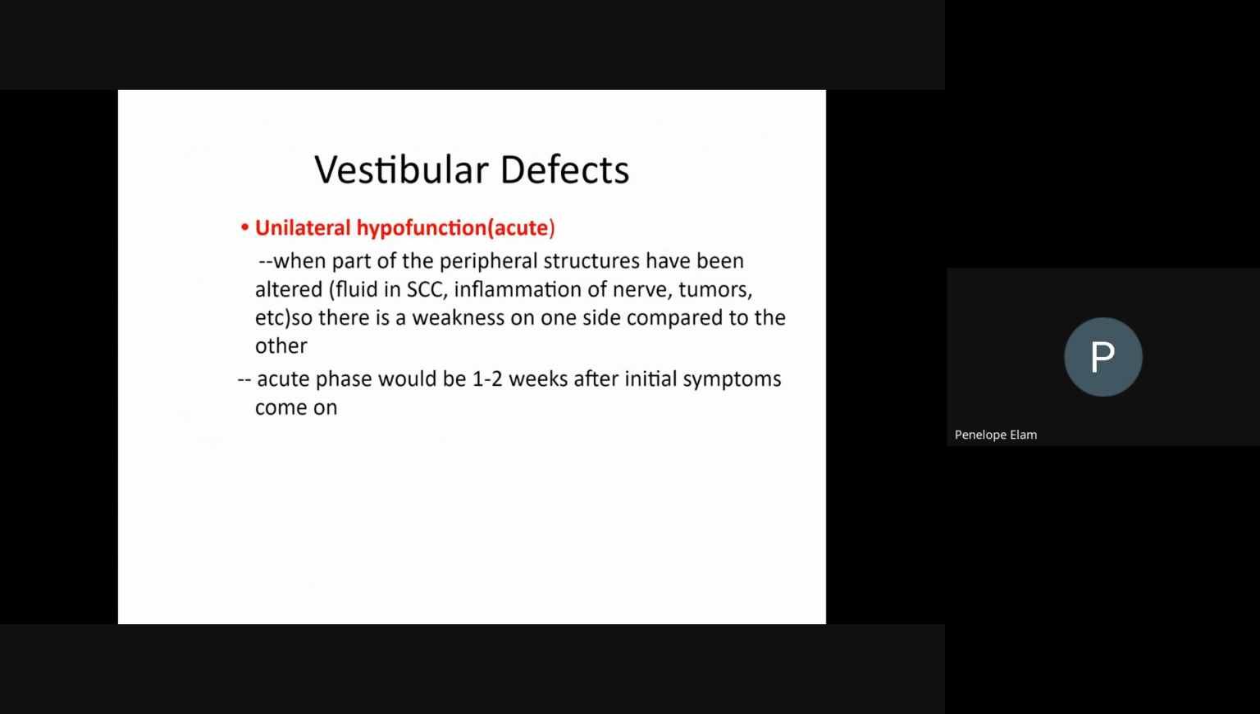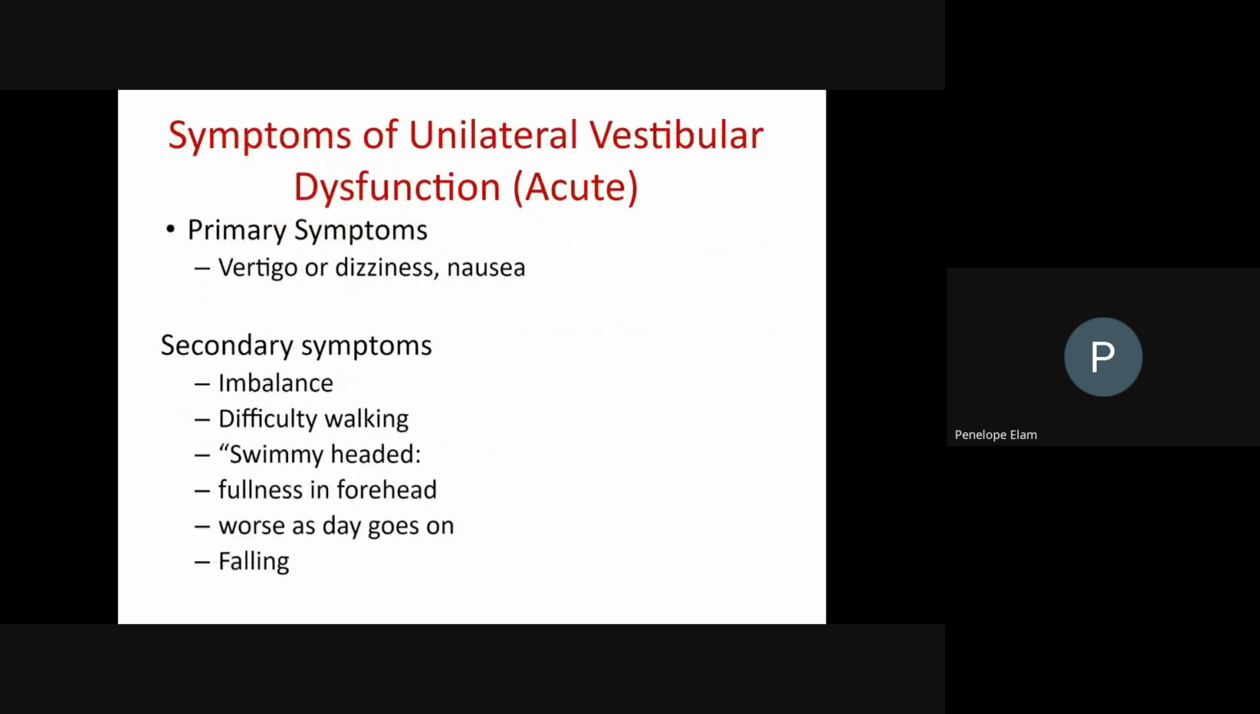What ends up happening is there's a weakness on one side compared to the other. Okay, so for whatever reason, something's going on in one of the inner ear structures that is causing a hypofunction or a weakness on that side. Acute phase usually lasts about 1 to 2 weeks after the initial symptoms come on.